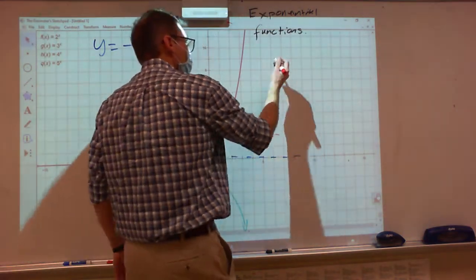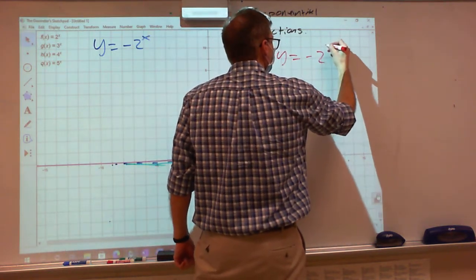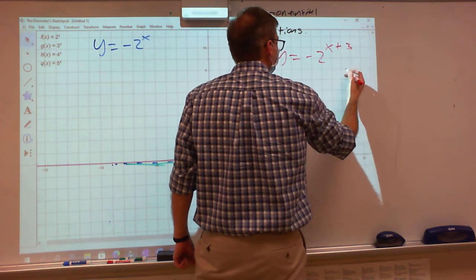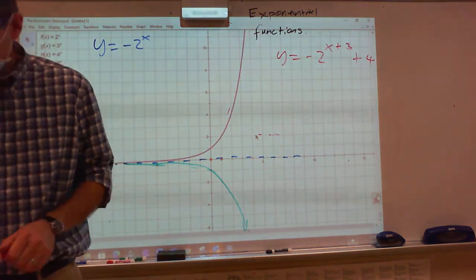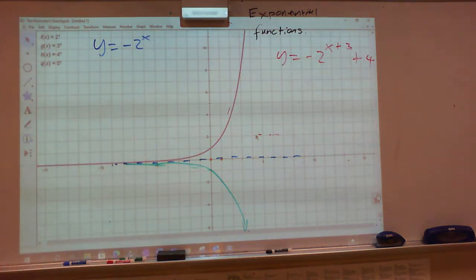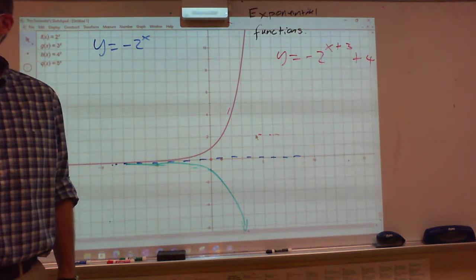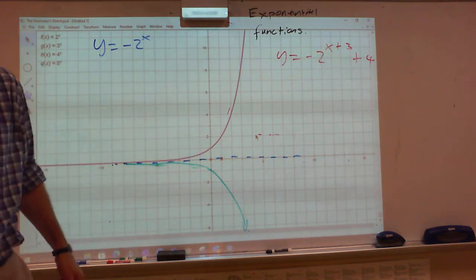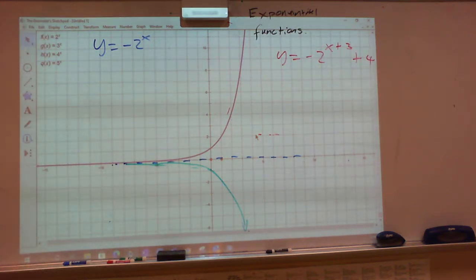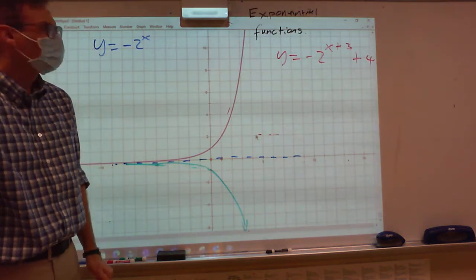I want you to graph y is equal to a negative 2 to the x plus 3 plus 4. Will the graph ever flip on the y-axis? What would cause that? A negative index, probably. But you're on my next example. But good job.